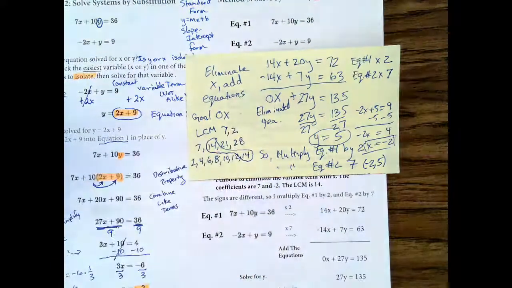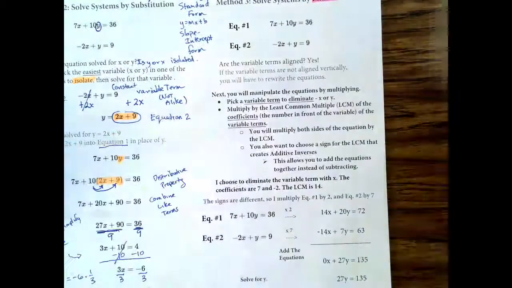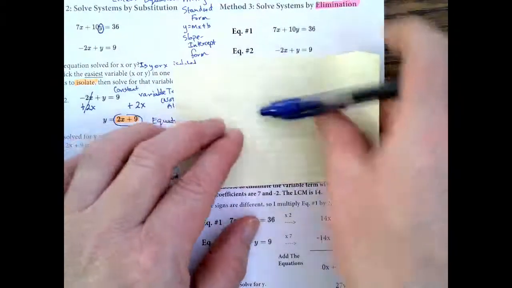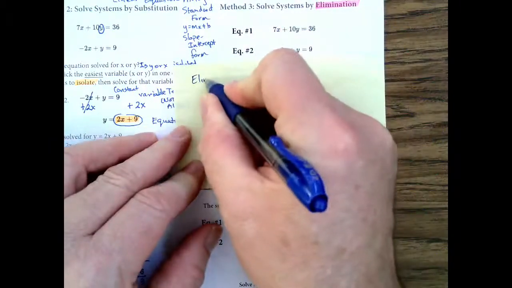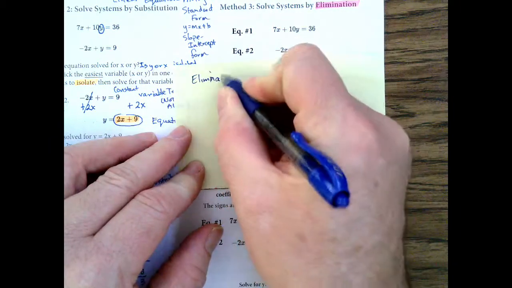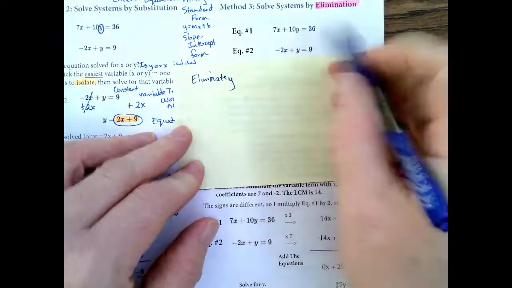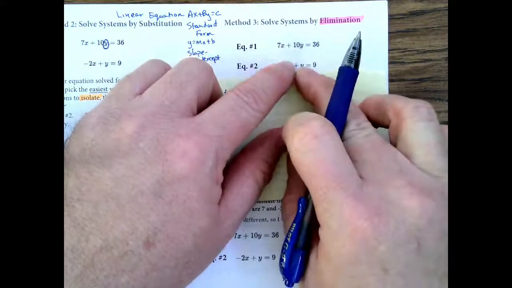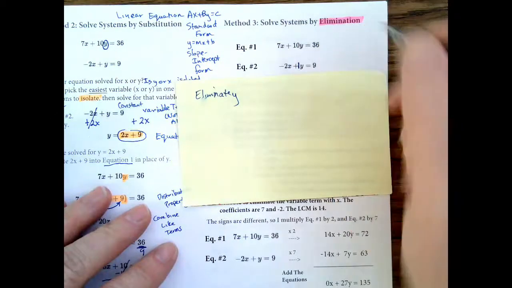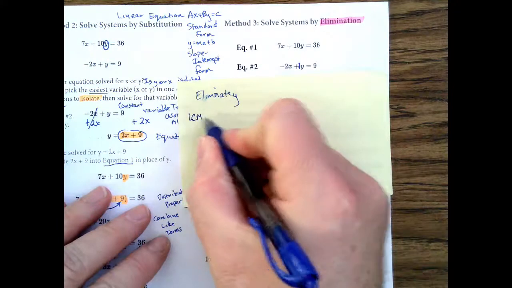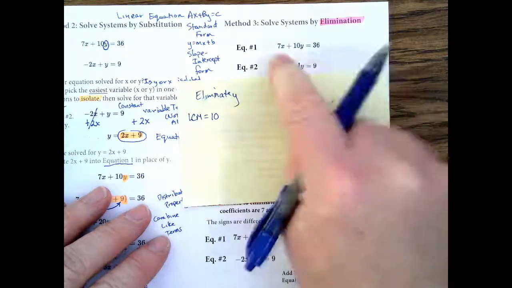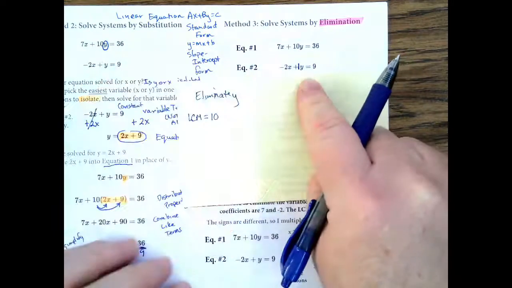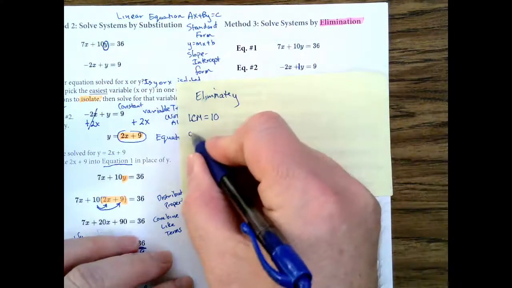Let's say I wanted to eliminate y. Well, if I'm looking at y, that's 10y, the least common multiple, and that's a 1y. So the LCM is going to be equal to 10. So I need to get it to 10. But they also need to be opposite signs. So I need opposite signs.